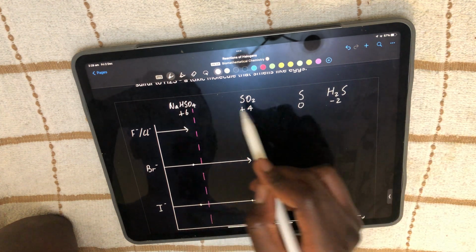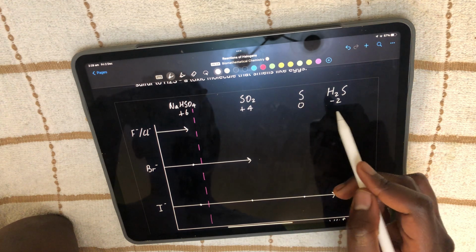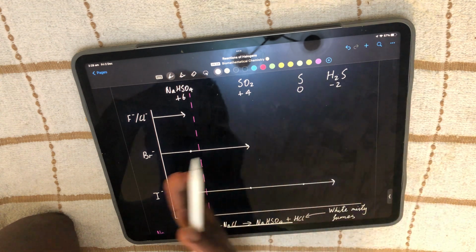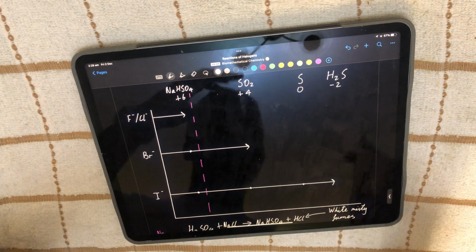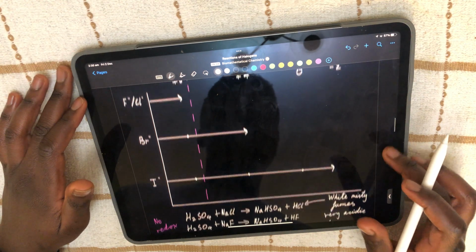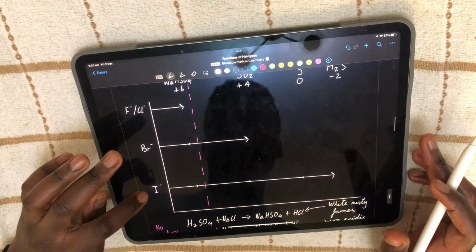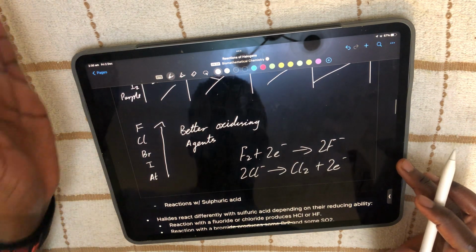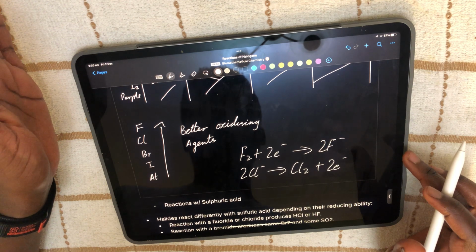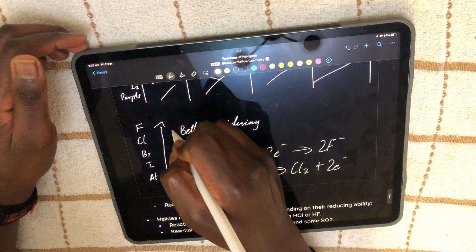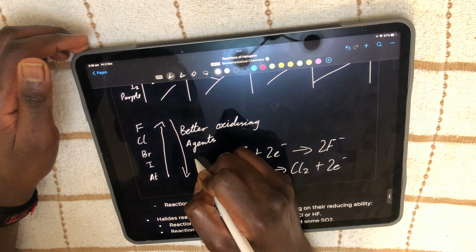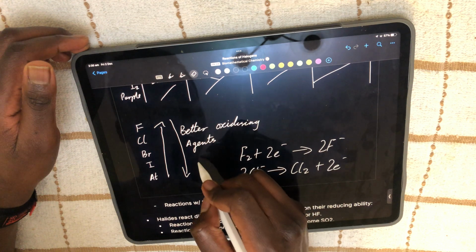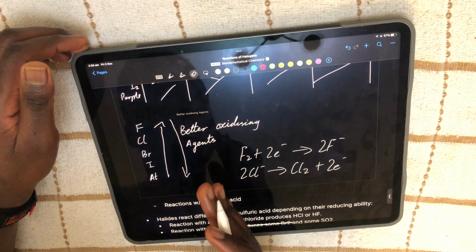So it will form NaHSO4, SO2, S, so sulfur, or H2S, right? And they can form more than one product, but they have different reducing abilities. Why? As you go up the group, as we said before, they become better oxidizing agents, but likewise, as you go down, they become better reducing agents, right? Better reducing agents as you go down the group. Why is that?